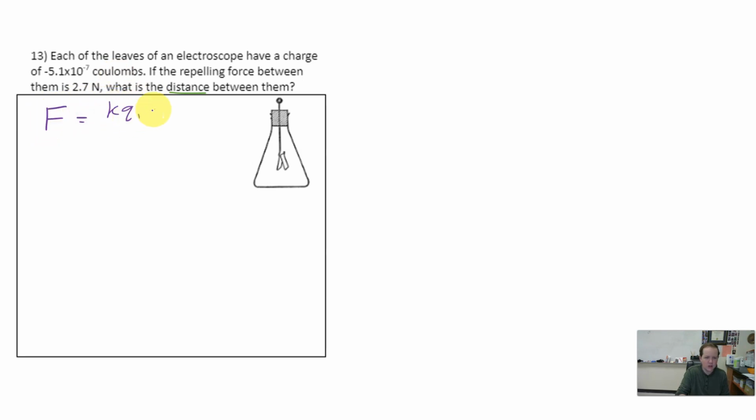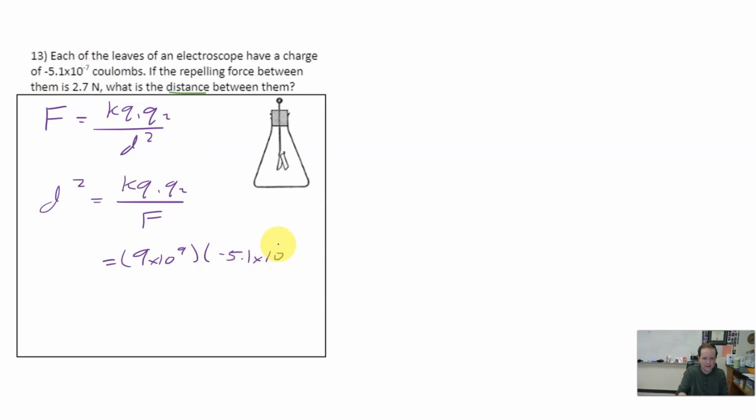F equals K, Q1, Q2 divided by distance squared. You could do the little trick if you want, okay? If I grab this and I grab this, I can swap their places. I'm not showing all the algebra steps. You could if you wanted to, of course, but I'm not going to for the sake of time. Let's plug in numbers. K is 9 times 10 to the 9th. Q1 in this case is -5.1 times 10 to the -7. That's the charge of one of the leaves, in coulombs. The other charge, sorry, I had to extend beyond my box. Oh, it says both leaves, this one and this one. They both have the same charge of -5.1 times 10 to the -7.